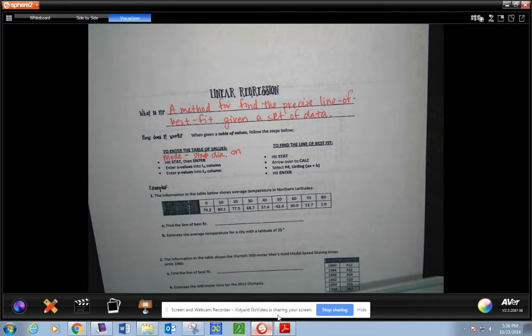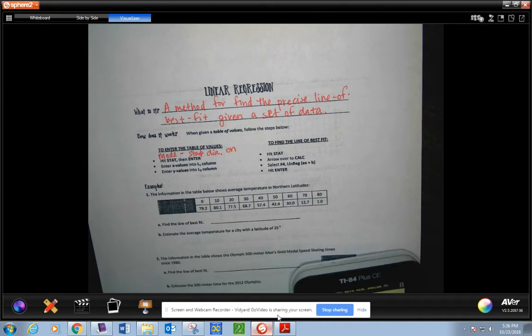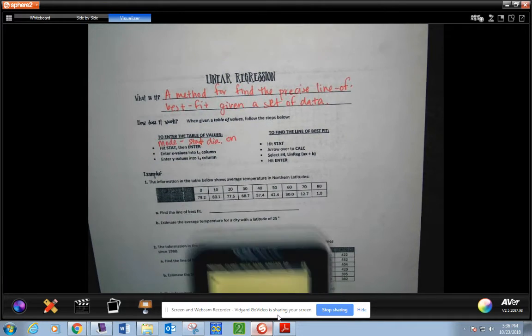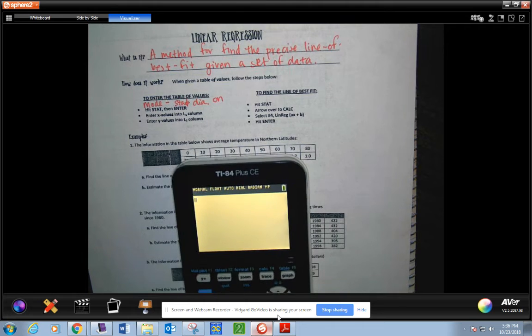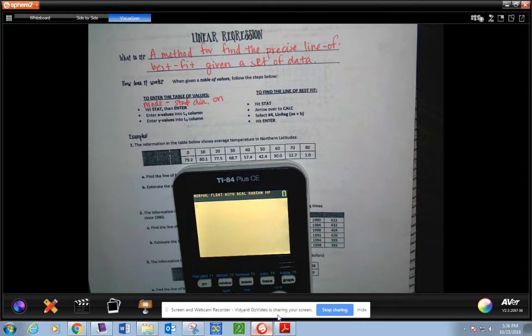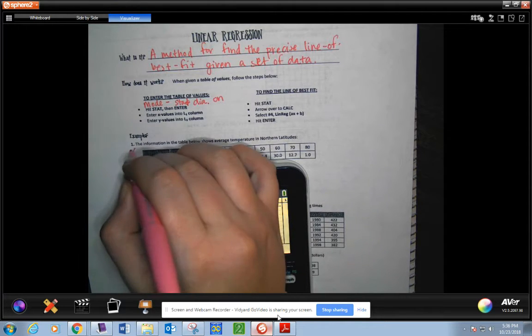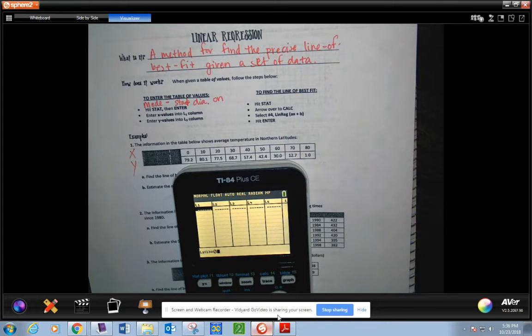Okay, so this information in the table below shows the average temperature in northern latitudes. They want you to find the line of best fit and then estimate something. So there's your information. There's your calculator. You're going to press stat and hit enter on edit. In L1 goes all the X's, and X's are this top row and Y's are the bottom. So 0, enter, 10, enter, 20, enter, 30, enter, 40, enter, 50, enter, 60, enter, 70, enter, and 80, enter.